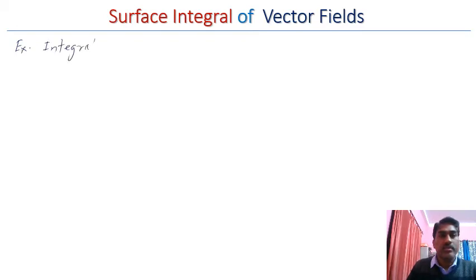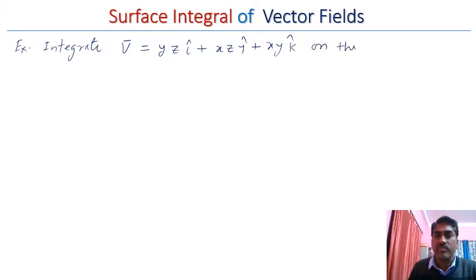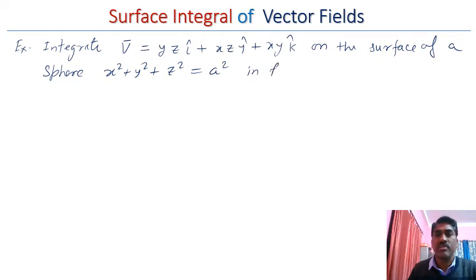So now let us start our first problem. Integrate the vector v, given as v equals yz i plus xz j plus xy k, on the surface of the sphere x square plus y square plus z square is equal to a square in the first octant. And you already know what first octant means.